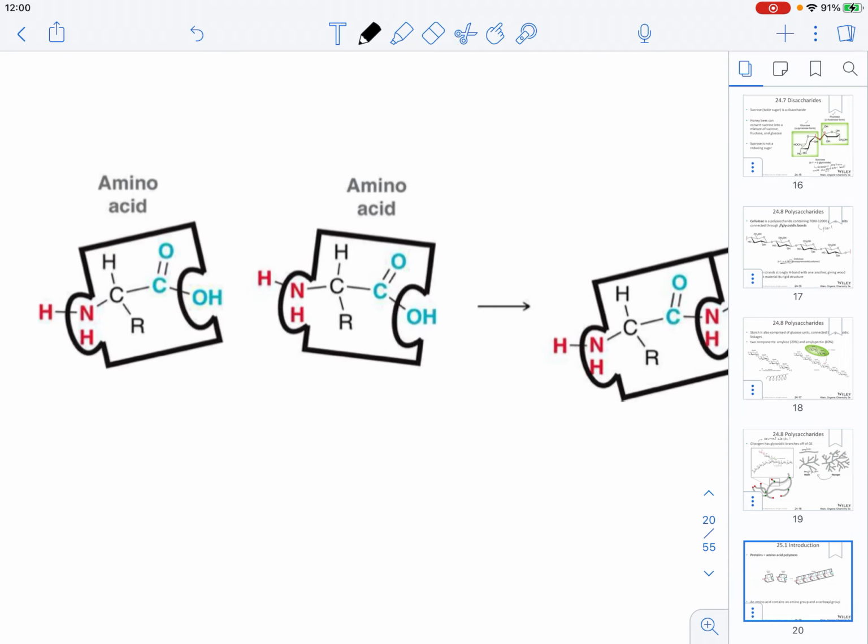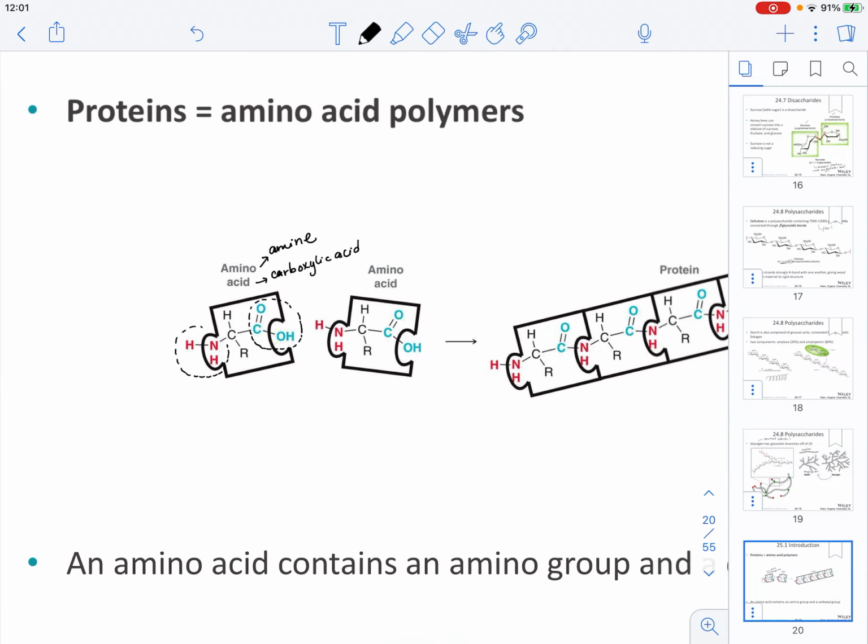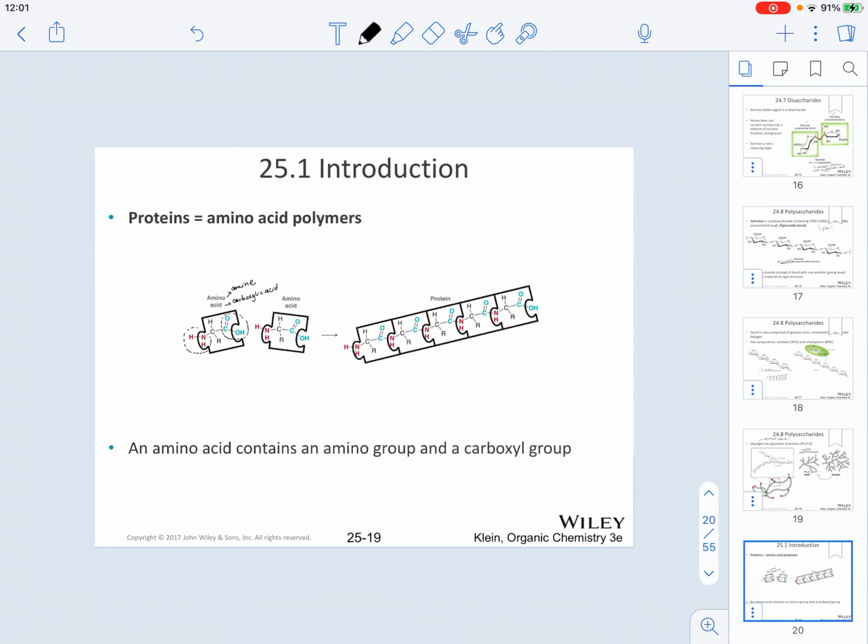If I zoom in, an amine, and that's the amino portion, and then the acid is because they contain carboxylic acid. And each amino acid has a carboxylic acid side and an amino side. And as you can see, they are linked to one another.